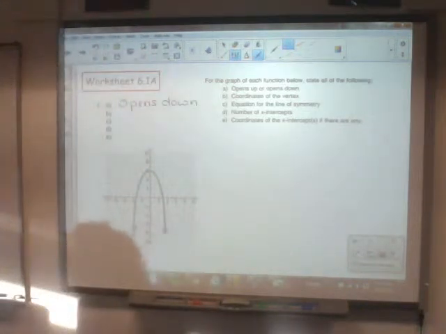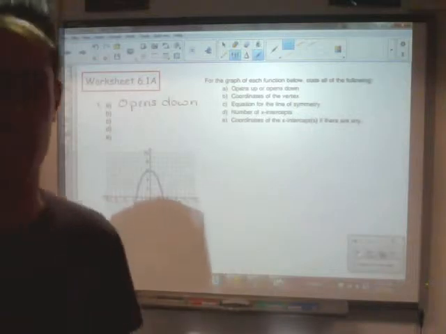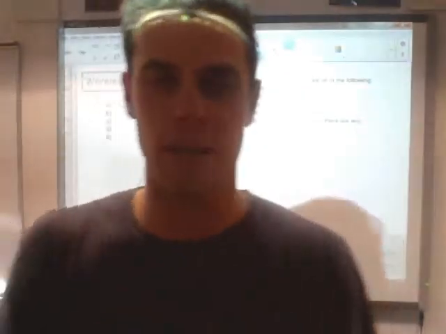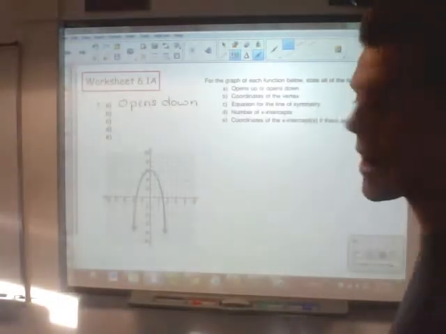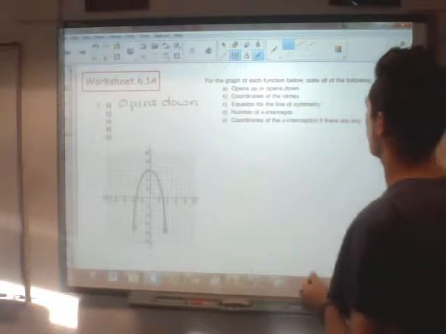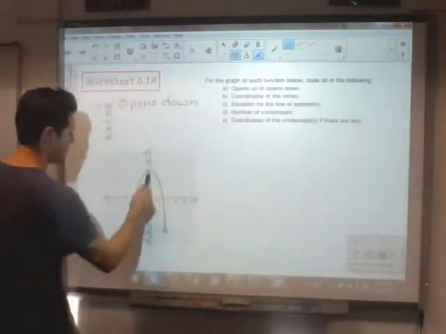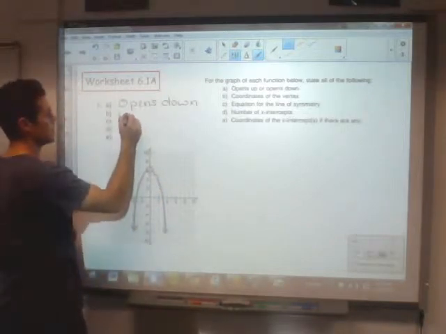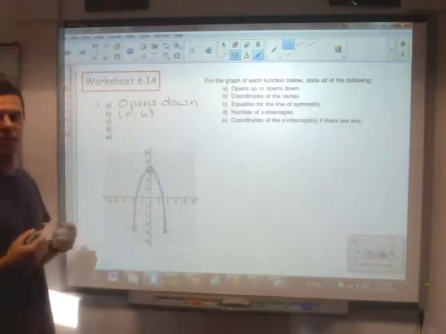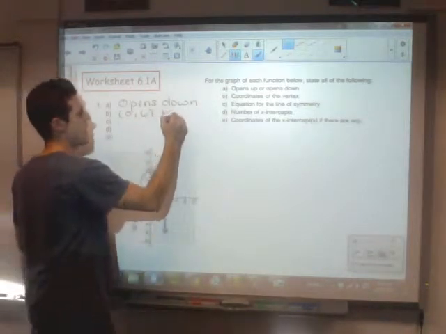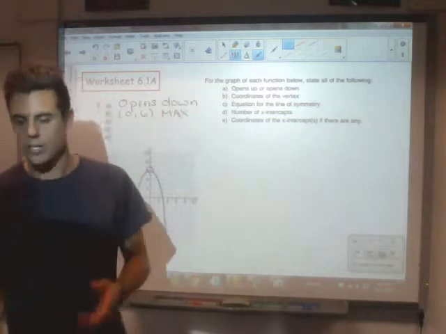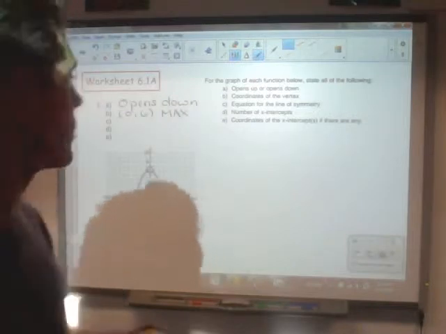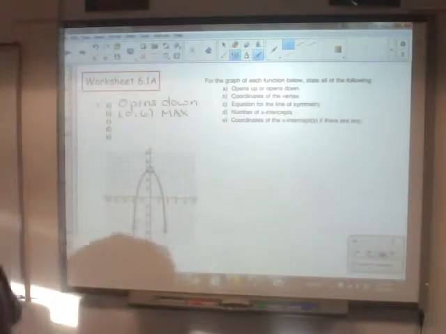It opens downward. Part B says, what are the coordinates of the vertex? Remember, the vertex is either that highest maximum point or that lowest minimum point. In this case, our vertex acts as a maximum. So the coordinates of the vertex, that highest point, looks like it's at 0, 6. And the vertex here is a max. It doesn't ask for a max or a minimum, but I like to say that anyway, just because it's an important characteristic to notice.